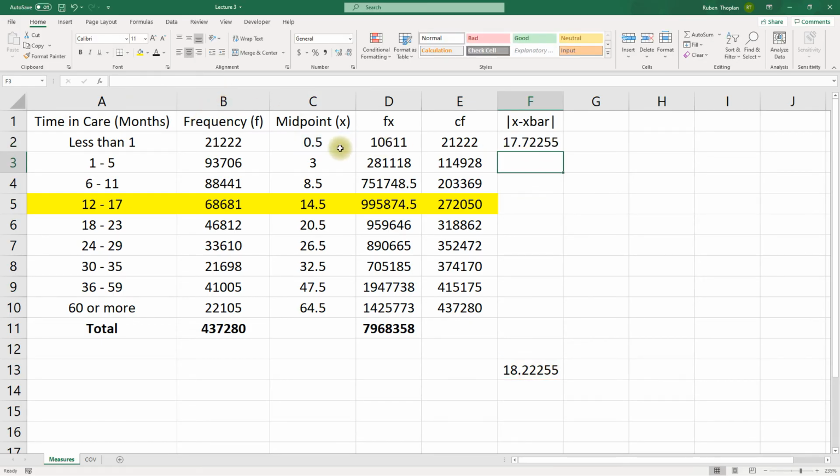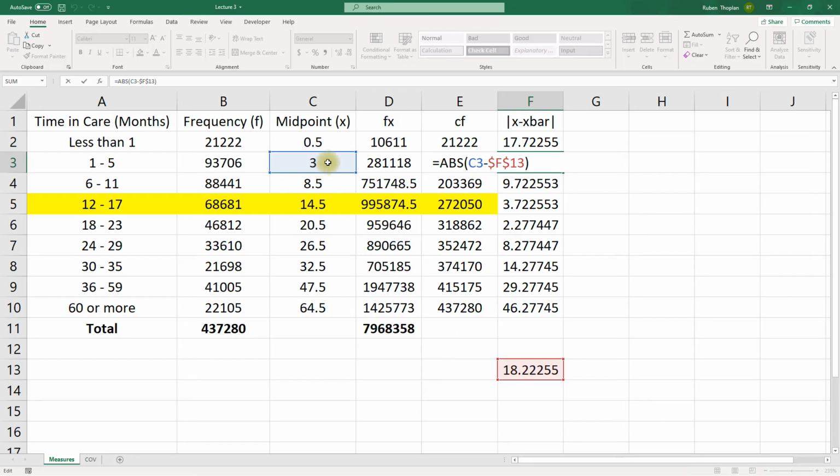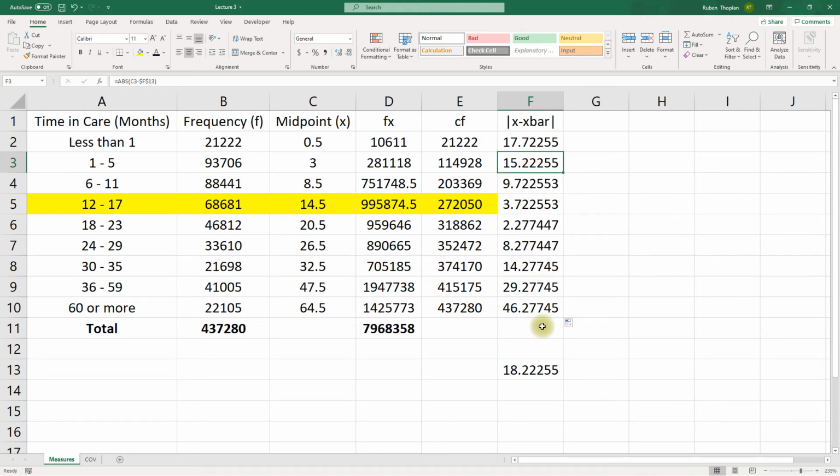You are supposed to get negative 17.72, but we are taking the positive values. So that's what we do, and we are going to repeat that process everywhere, and we get these values. So we take 3 minus the mean, take its positive value. We are supposed to get a negative value here, but we are taking the positive, and it goes on like that.